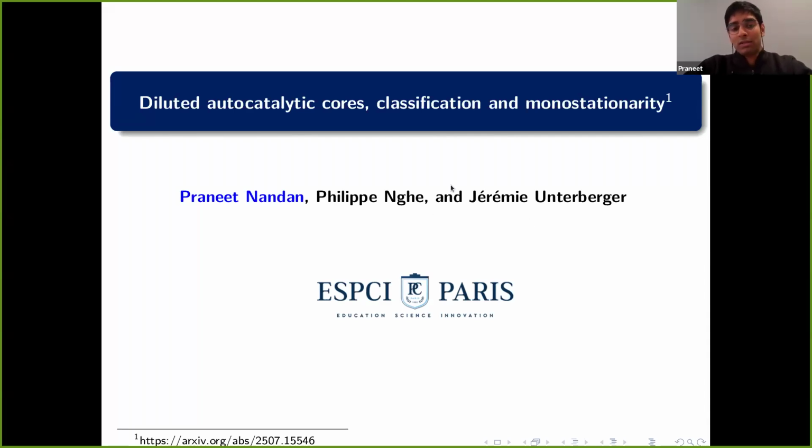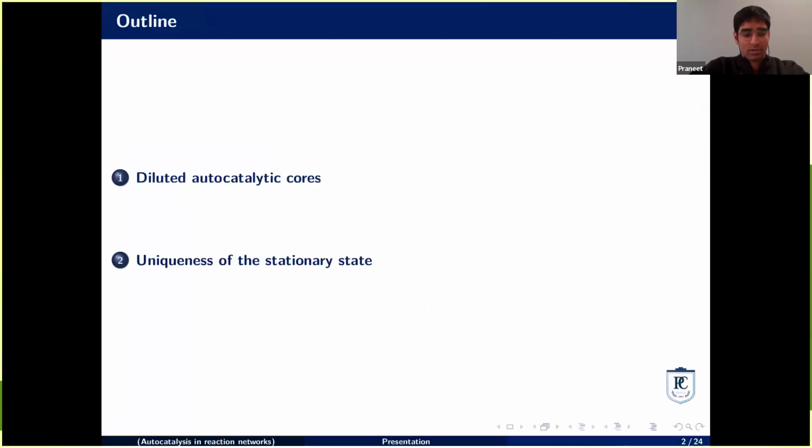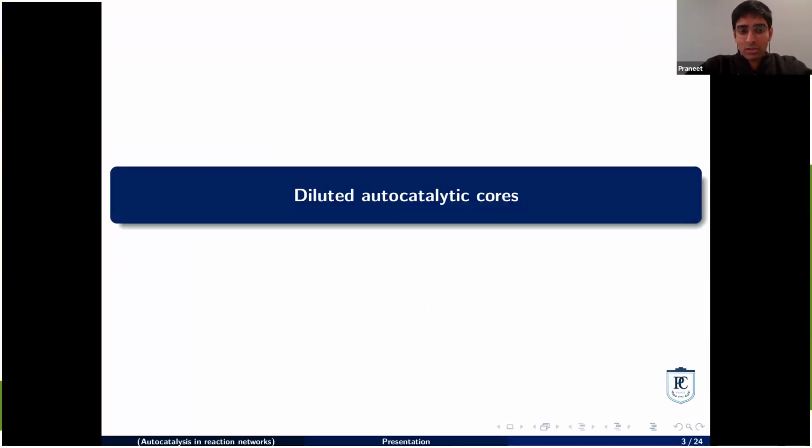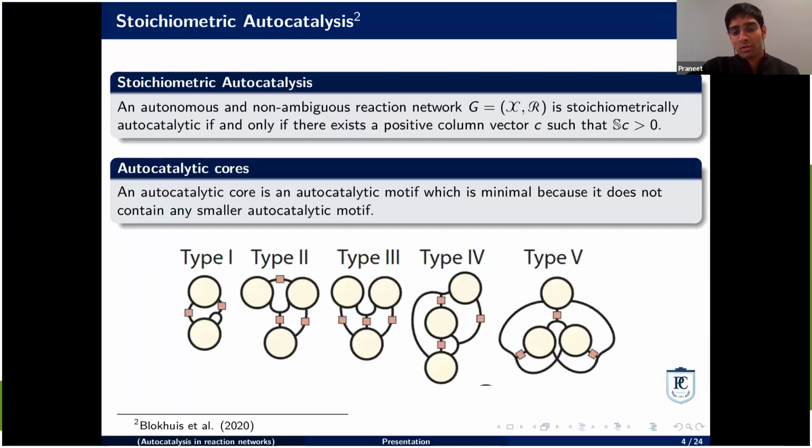What we mainly talk about in this paper is an investigation into autocatalytic cores, but in a specific regime, which is the diluted regime. There will be two broad sections of the talk. One will be the introduction, what diluted autocatalytic cores are, and their classification. The second part, which is the bulk of the paper, is about the uniqueness of the stationary states of these cores.